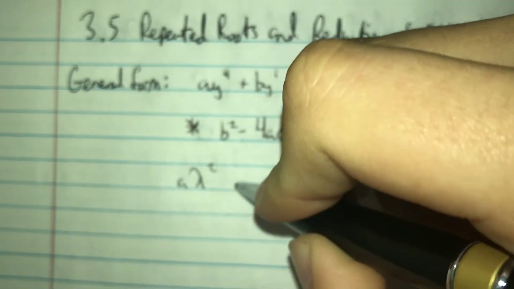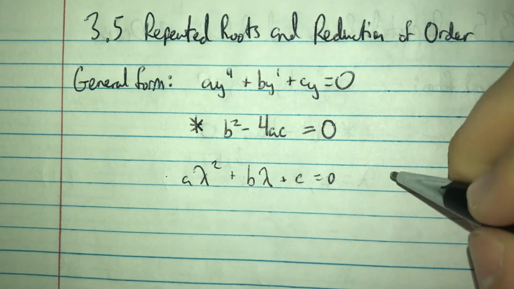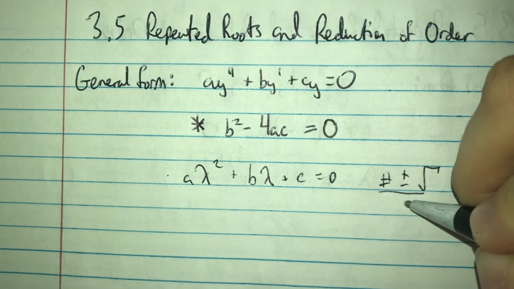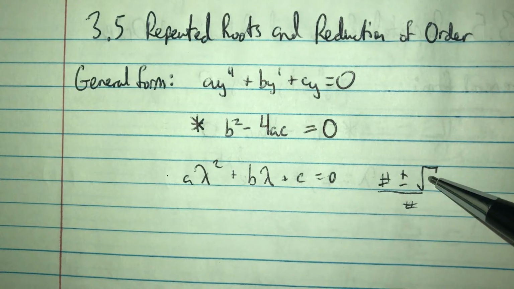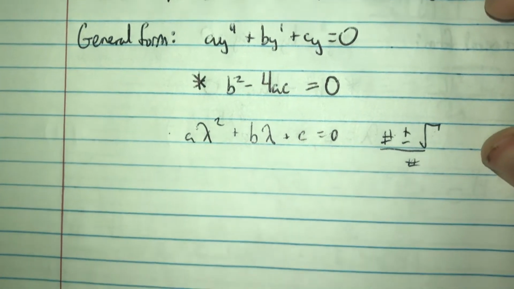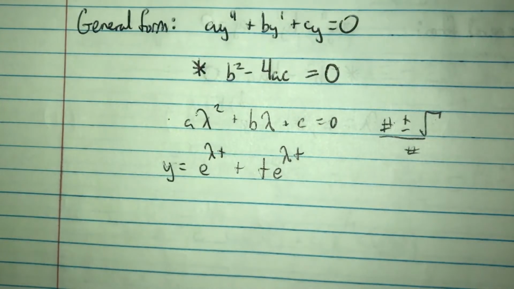So normally we have lambda squared plus b lambda plus c is equal to 0, and normally we'll have some number plus or minus some square root over another number. So when this is not negative, not positive, only when it's 0, we're just going to get this one number twice. So the general format for the solution of this is actually going to be y is equal to e to the lambda t plus t e to the lambda t.